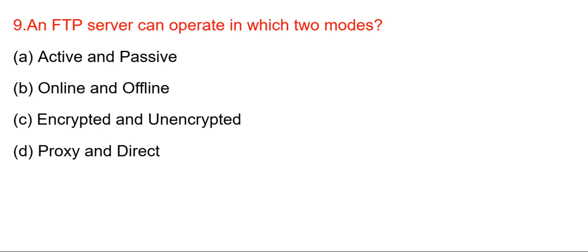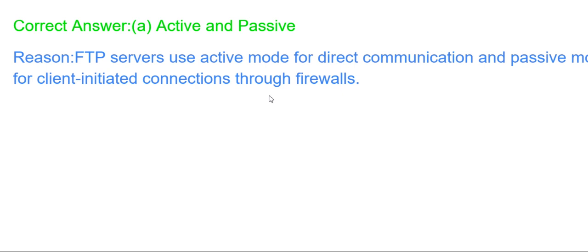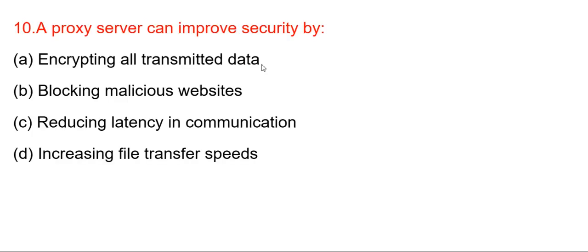Ninth question. An FTP server can operate in which two modes? Options given are active and passive, online and offline, encrypted and unencrypted, deep proxy and direct. Pause the video and try the answer. Correct answer is A, active and passive. Reason: FTP servers use active mode for direct communication and passive mode for client-initiated connections through firewalls. That is for security.